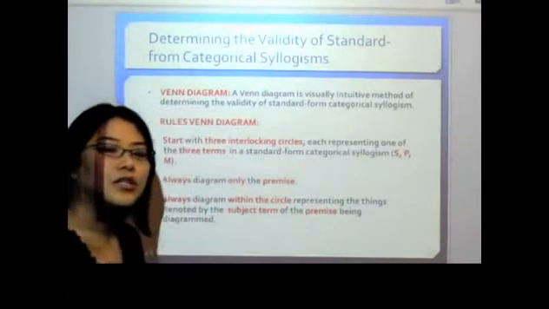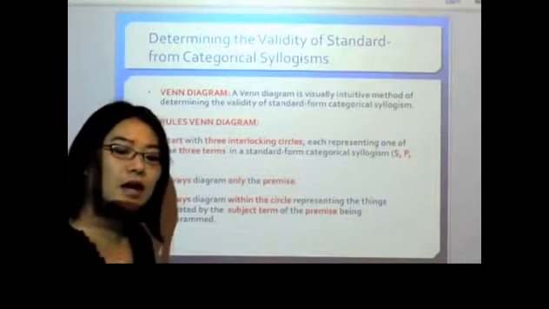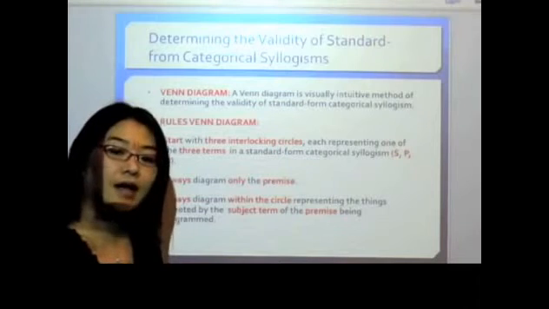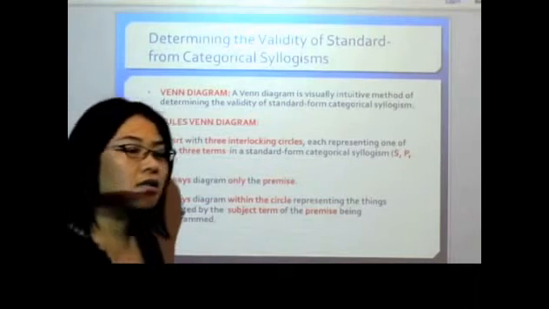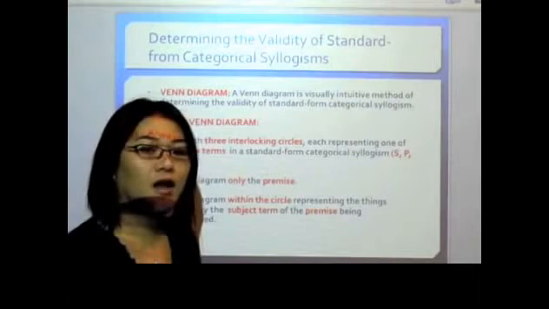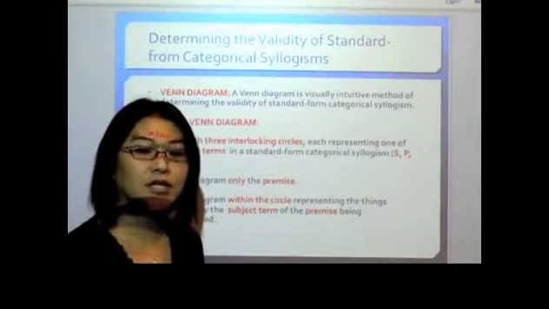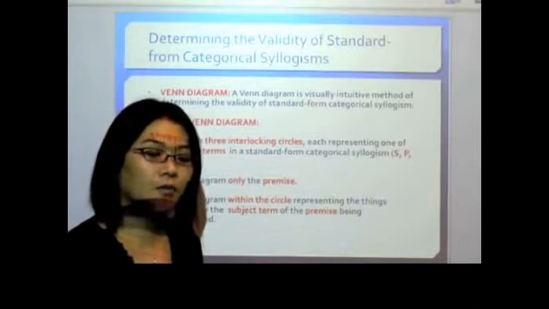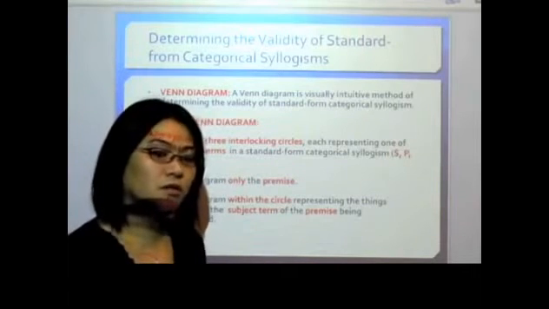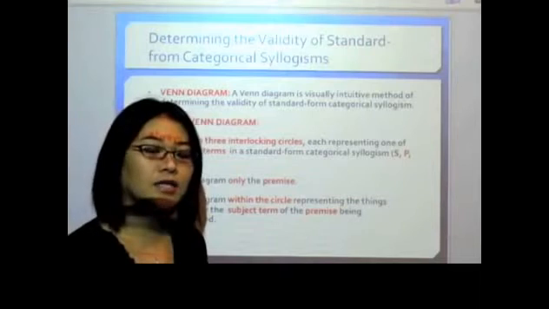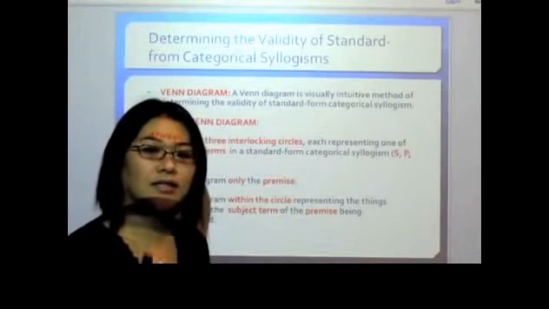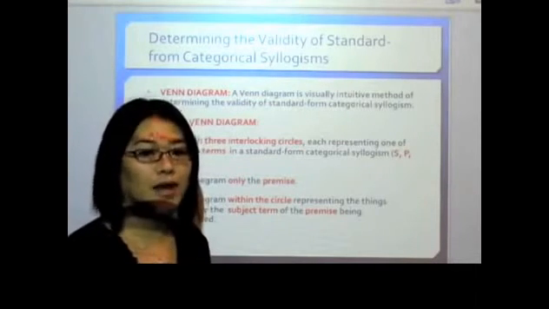One way that we can evaluate the validity of standard form categorical syllogisms is by the Venn diagram method. And we've actually done a little bit of the Venn diagram method for just diagramming the information in standard form categorical statements in earlier lessons, okay? This time we're going to add a few more rules to Venn diagramming so that we can use the Venn diagram method to determine whether or not an argument is valid or invalid, whether or not that deductive argument has good reasoning or bad reasoning.